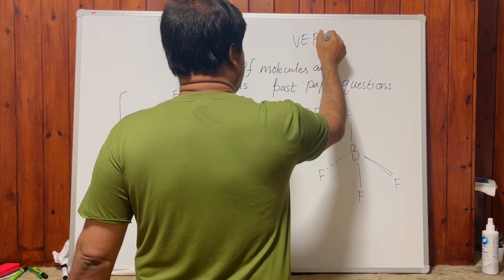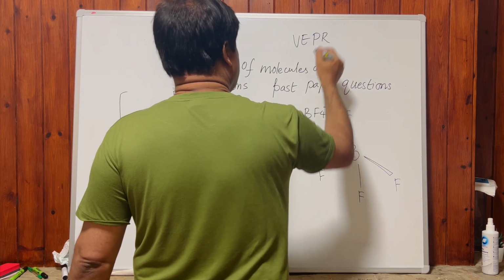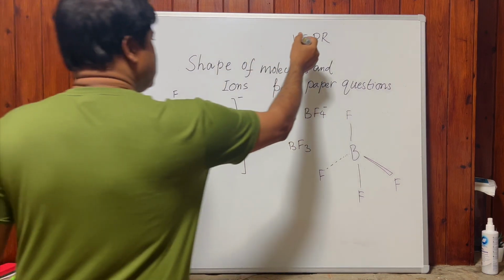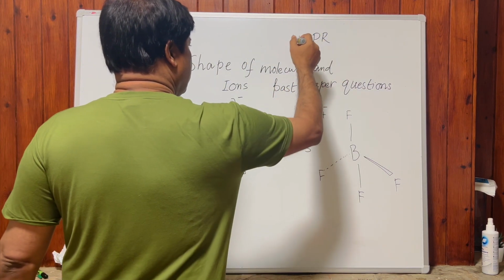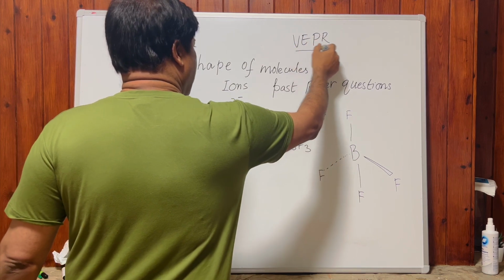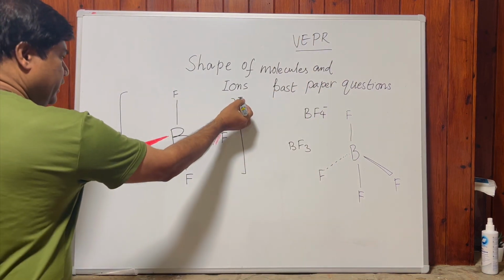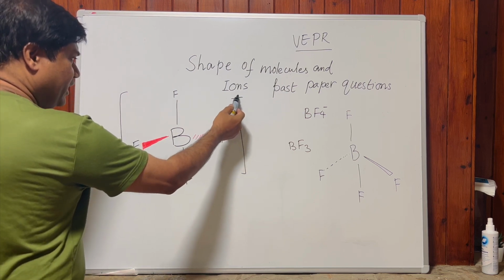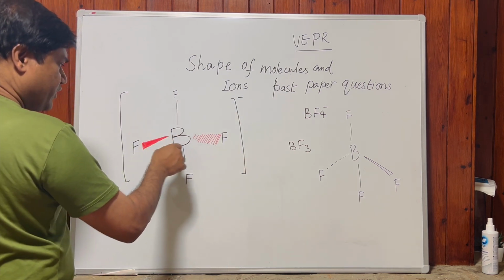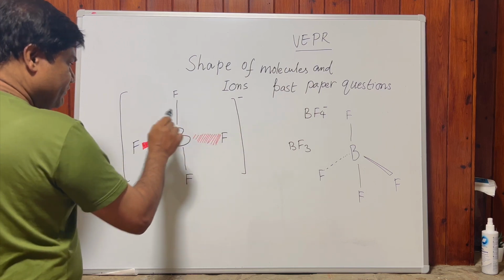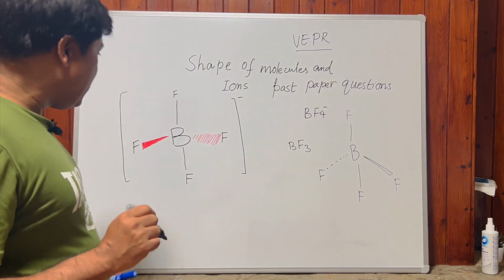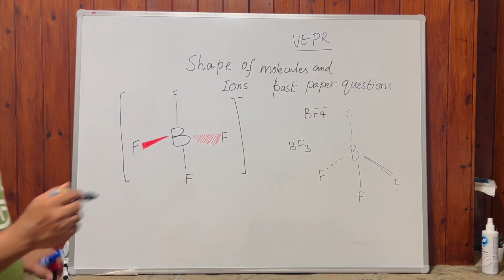valence shell electron pair repulsion theory. According to that theory, any negative charge acts as a lone pair, and if that negative charge is present on the central atom, that negative charge definitely influences the bond angle and the shape of the molecule.